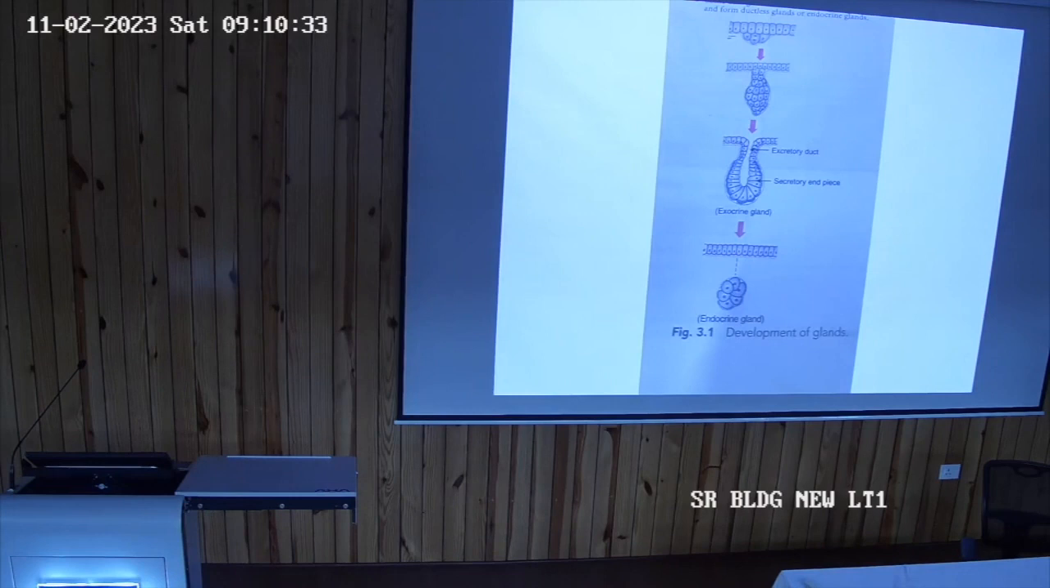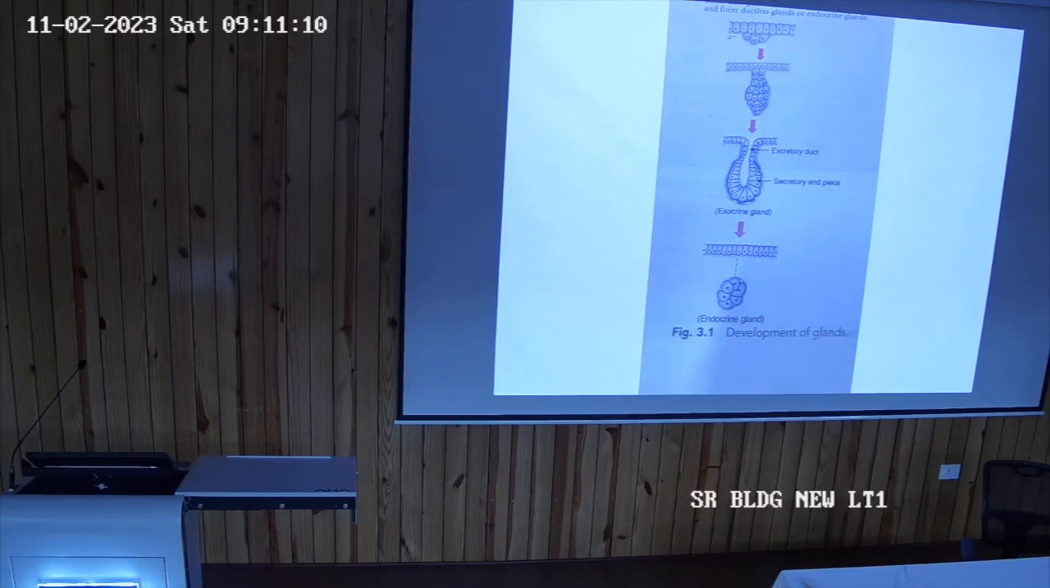The secretion of the glands is either released on the surface. The secretions which are released on the surface epithelium go through the ducts. So, exocrine glands discharge their secretion on the surface epithelium by means of ducts, while the endocrine glands discharge their secretion directly into the bloodstream. So they are called the endocrine glands.